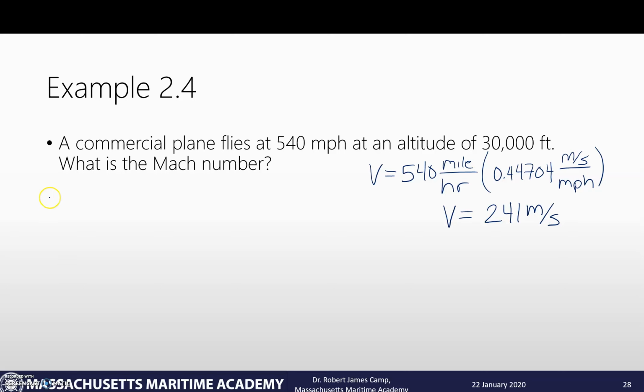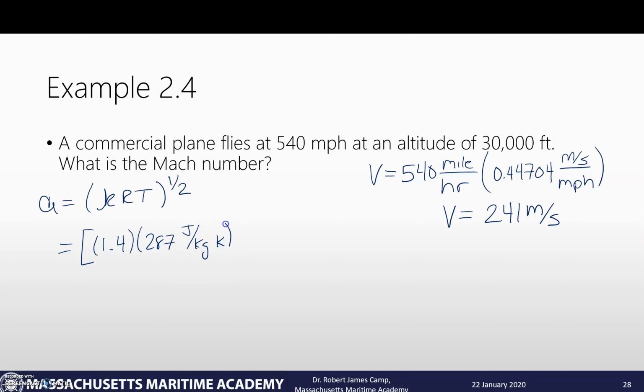So to calculate the speed of sound, a is equal to (kRT) to the half. We're dealing with air, so we know that the k value is 1.4. We know that the R value, because we've used it quite a bit in the perfect gas law, is 287 joules per kilogram Kelvin. But we don't know the temperature.